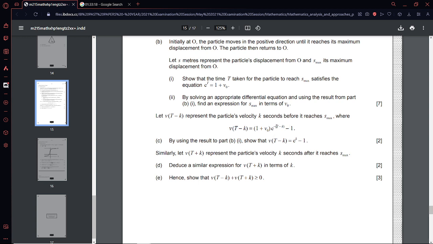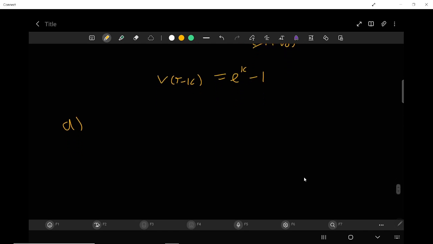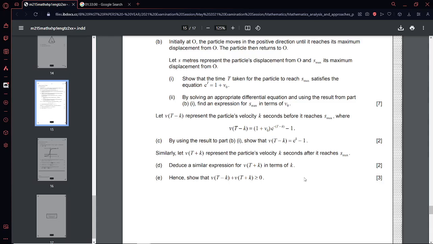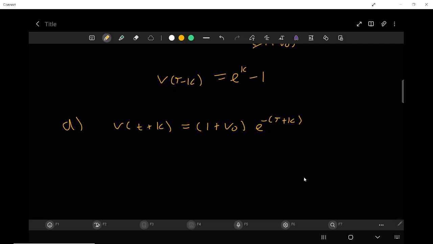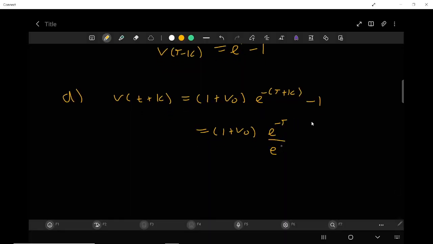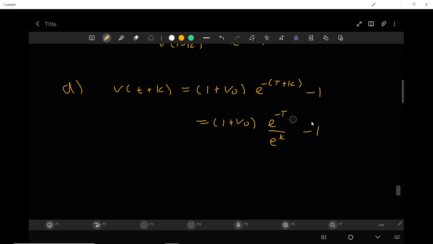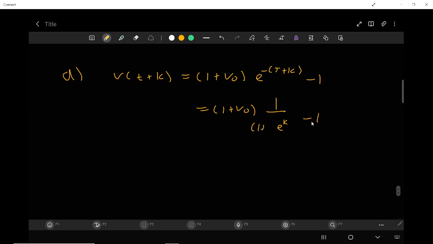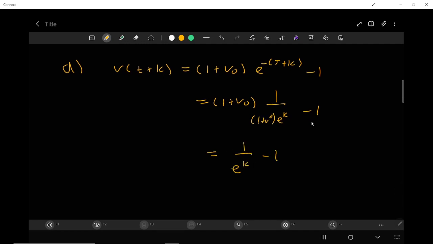Oh, wouldn't it just be v(T plus k), and then this will turn into plus k on the inside? I guess how people mess up is they don't realize this is just a function of T plus k. Okay, that's fine. It equals 1 plus v0 times e to the minus (T plus k), minus 1. What can I sub in? I can sub in the e to the T thing. So 1 over e to the T times e to the k, or e to the T plus k. And then e to the T is 1 plus v0. So it's equal to 1 over e to the k, minus 1. That's v(T plus k).